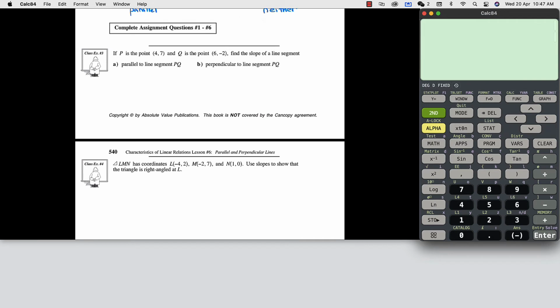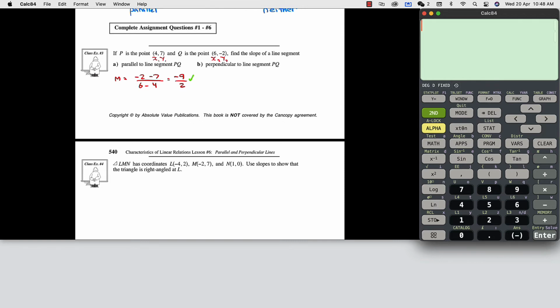Okay, here in class example 3, it says we have 2 points forming a line segment PQ, and P is at 4, 7, so I'm just going to label those as X1 and Y1, and this can be X2 and Y2. The slope of that line is going to be Y2 minus Y1 over X2 minus X1. Negative 2 minus 7 is negative 9. 6 minus 4 is going to be 2. So can this be reduced down? No. The slope of that line is negative 9 over 2.